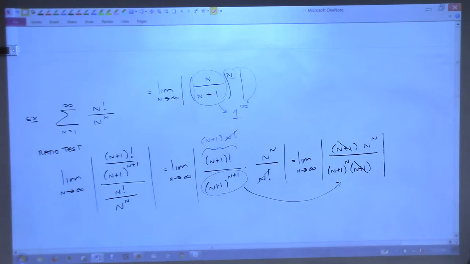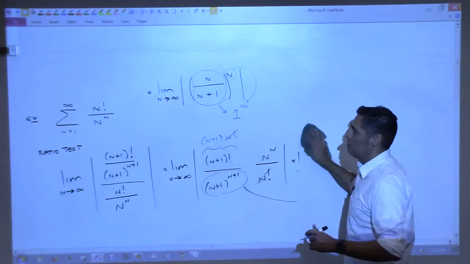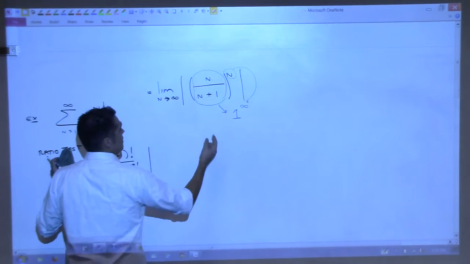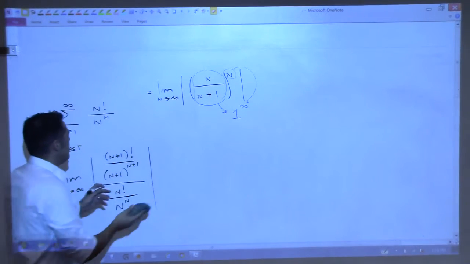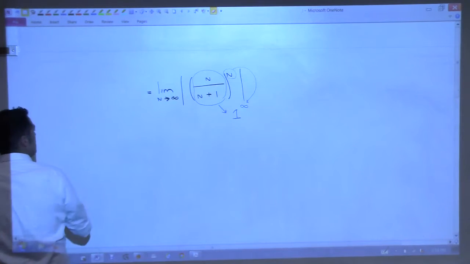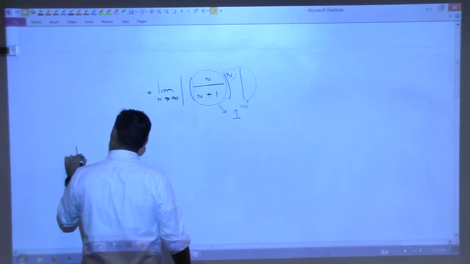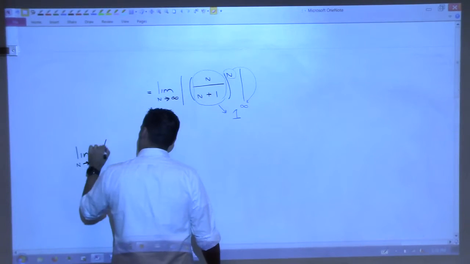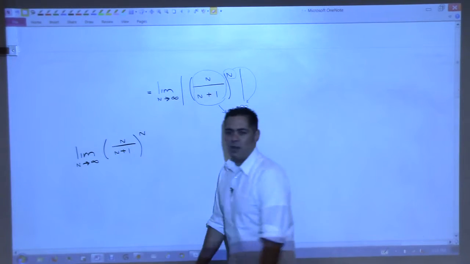So how do we deal with that? Well, let me show you. First of all, I would like to drop the absolute value. Can I drop the absolute value? Do you agree that everything inside the absolute value is positive? That's positive, raise it to a positive power. Everything is positive, right? So I don't need the absolute value. So here's where we are. We are trying to figure out what this limit is. Limit n goes to infinity of, I'm going to write it this way, n over n plus 1 to the n. That's what I'd like to know, right?